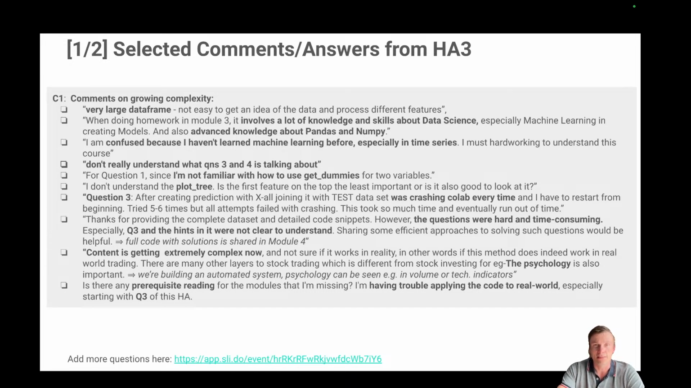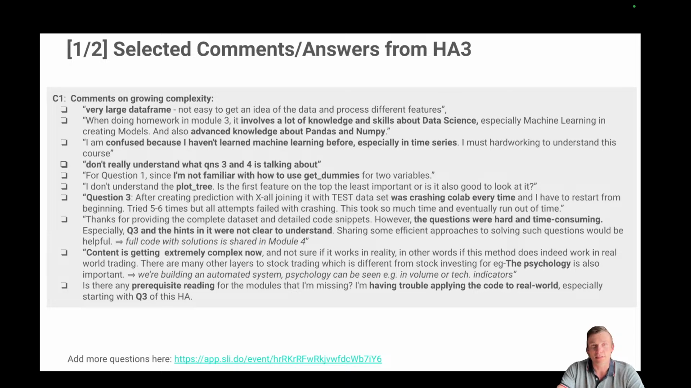Let's move to the selected comments and answers from home assignment number 3. I saw a lot of comments about growing complexity. It is true that all our previous modules and previous knowledge are stacking, and we need more and more experience, skills, and intuition to proceed towards our final strategy.